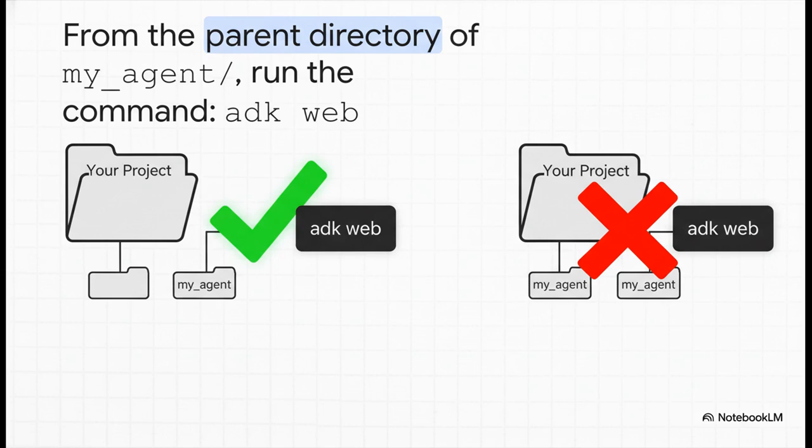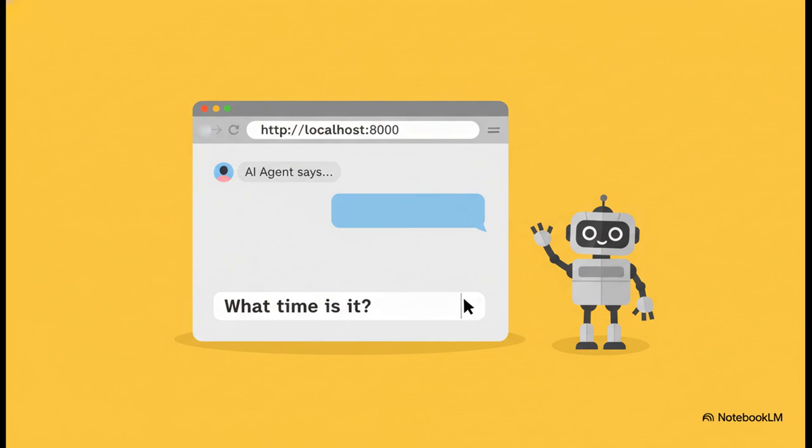Okay, so listen up, because this part is super important. You need to make sure you run this command from the directory that contains your my_agent folder, okay? Don't run it from inside the folder. This is a super common mistake, so just make sure you're one level up when you type adk web and hit enter. Your terminal will spit out some text and confirm that a web server has started. Now you can just open up your favorite web browser and navigate to localhost:8000. You'll see a chat window pop up, and you can start talking to the agent you just built. Go ahead, ask it, what time is it? And you'll see your new tools spring into action.